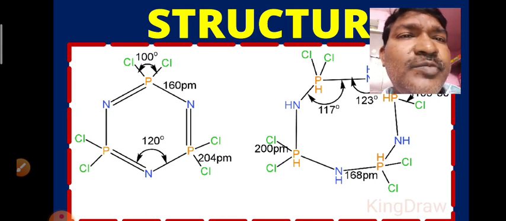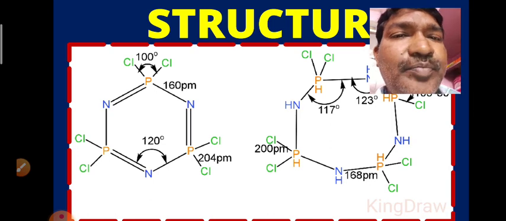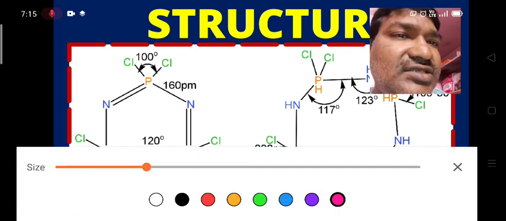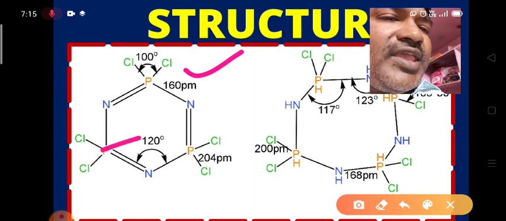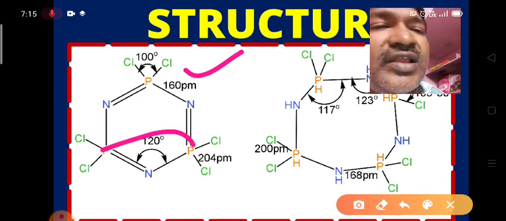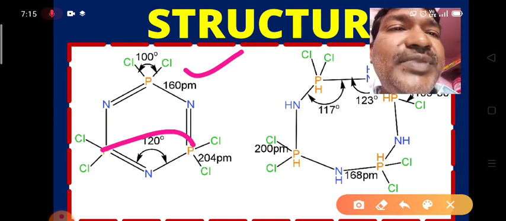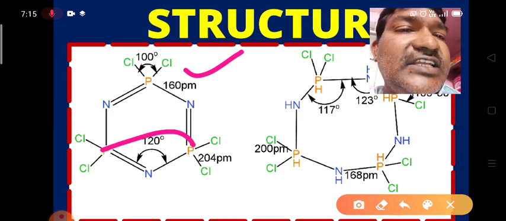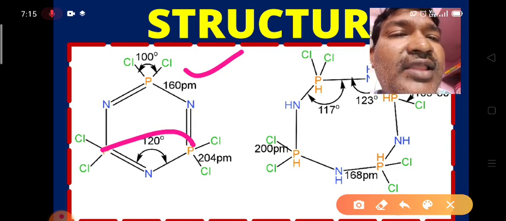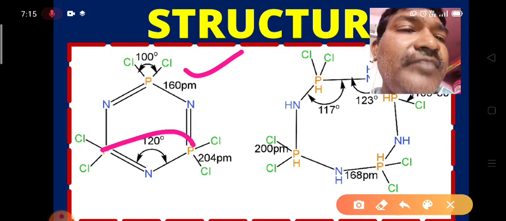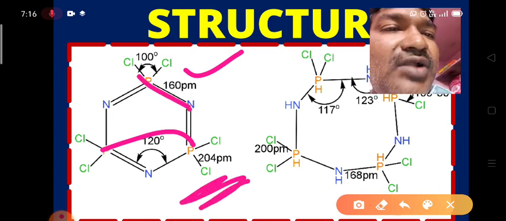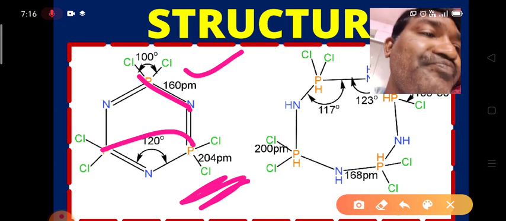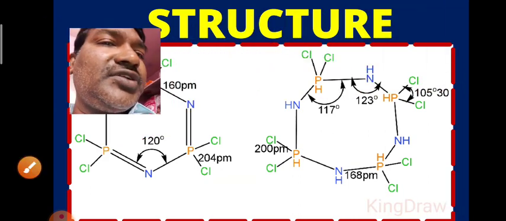Here, the angle between the two chlorine atoms in the trimer, the ClPCl bond angle, is 100 degrees, and the PNP bond angle is 120 degrees. The PCl bond distance is 204 picometers. The PN bond distance is 160 picometers. And now we move on to the tetramer.